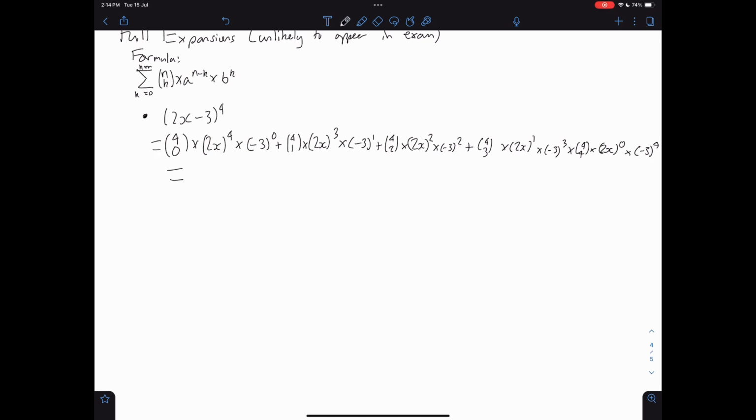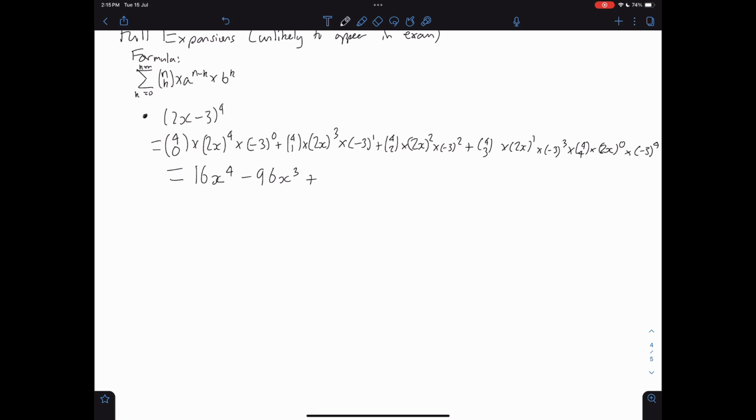So 4 choose 0 is 1, anything choose 0 is 1 because that's the 0th row of Pascal's triangle. We'll multiply that by 2 to the power of 4, that's 16, so 16x to the power of 4. And remember, minus 3 to the power of 0 is just 1. And then next, we know the next one's going to be negative because we've got minus 3 to the power of 1, an odd power. And 4 choose 1 is 4, anything choose 1 is itself. And we multiply that by 8, which is 2 cubed, so that gives us minus 96x cubed.